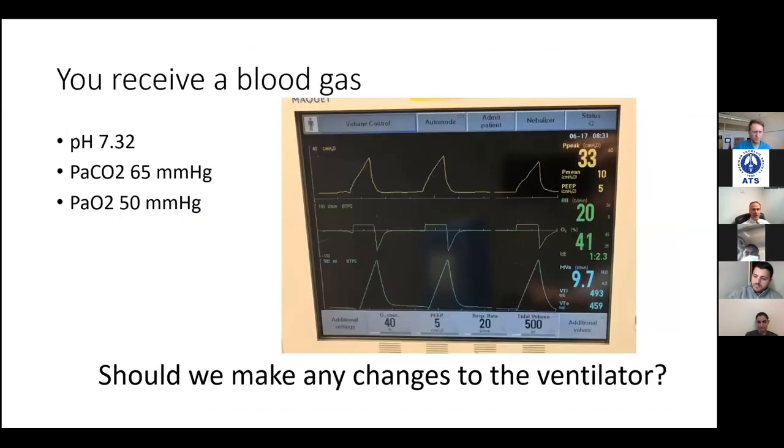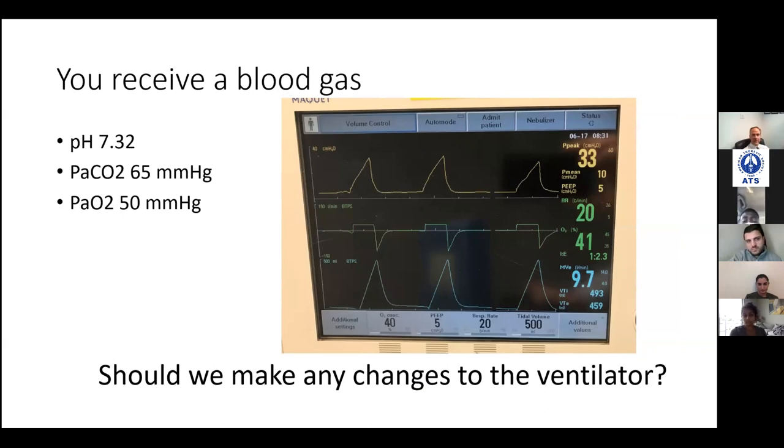All right, so then we get a blood gas back on our patient, okay? pH is 7.32, CO2 is 65, PO2 is 50, all right? The question that we have to answer all the time is, are we happy with that? Or do we need to change something based on that gas, all right? And if we don't care, why did we get it, okay? But we got it, so we must care. Anything we want to change and why?